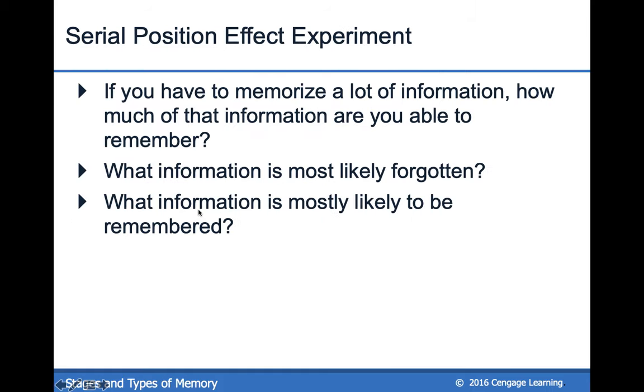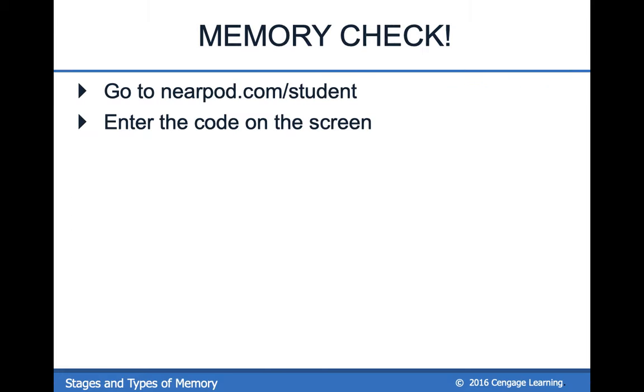So if you go back to these questions here and you're memorizing a lot of information for a test, be aware of the serial position effect. Focus on studying things that come in the middle because you're more likely to remember things at the beginning and the end of the group, and you're more likely to forget the stuff in the middle.